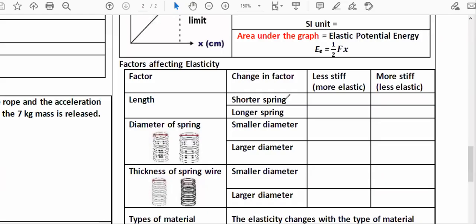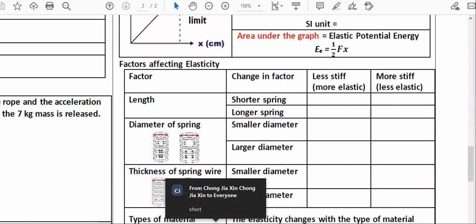So can y'all tell teacher which spring is more stiff? Shorter spring or longer spring? Yeah, because longer is easier to stretch, correct or not? Yes. This one no problem.